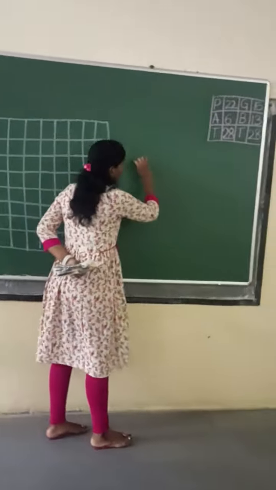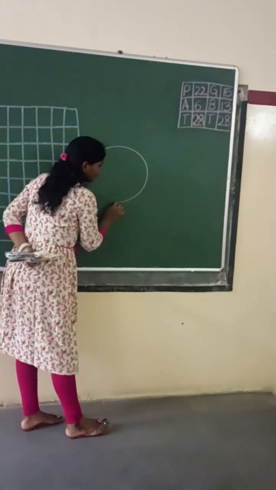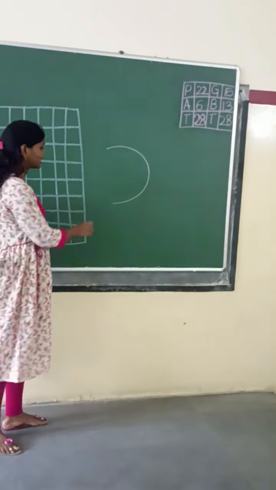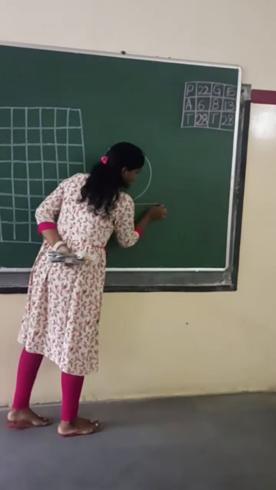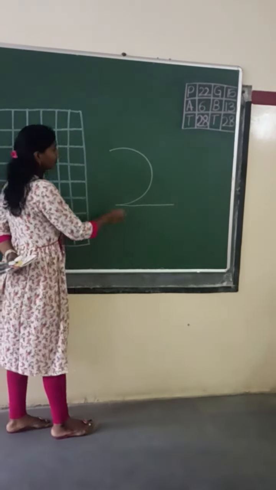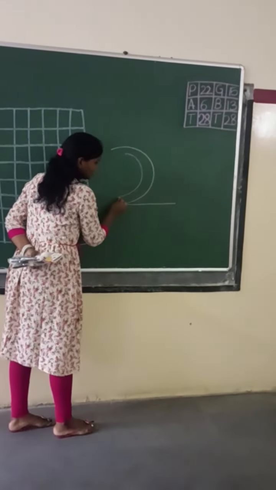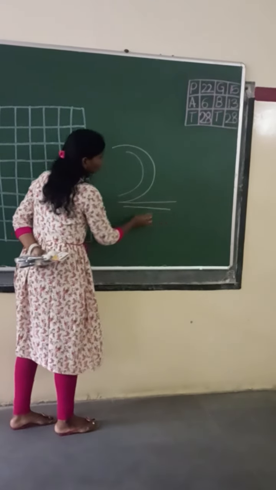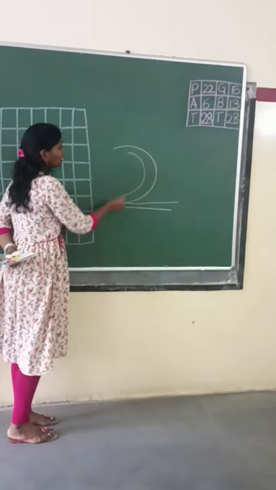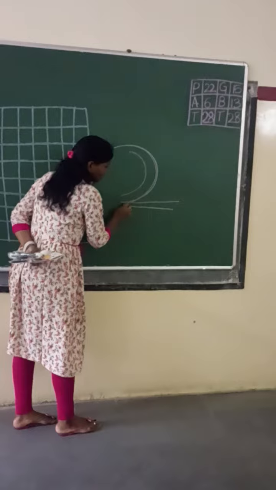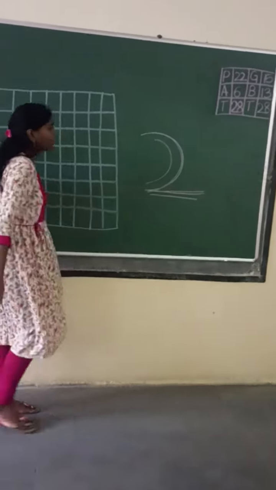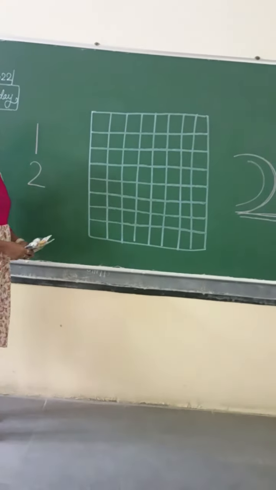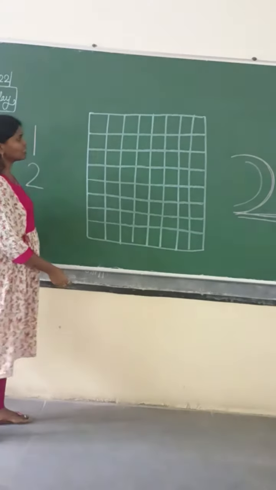Okay, write a curve and a sleeping line. Okay, beta, write a curve and a sleeping line. You have to write in this way. Okay, this is number 2. Okay, how do you have to write it in the notebook? I'll show you how to write in the notebook.